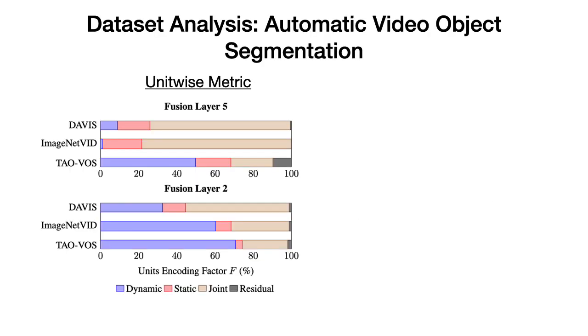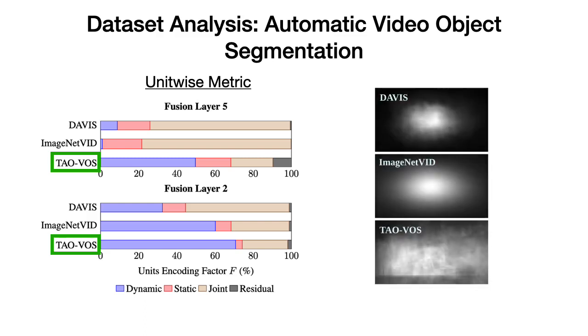For video object segmentation, we observed that tau VOS produces the largest number of dynamic units compared to Davis and ImageNet VID. We also visualize heat maps of the average ground truth segmentation map for each of the datasets, and can see that tau VOS is the least center biased dataset. Together, these results suggest that dynamics bias training should be conducted on tau VOS.